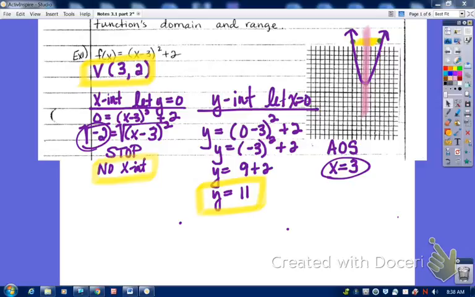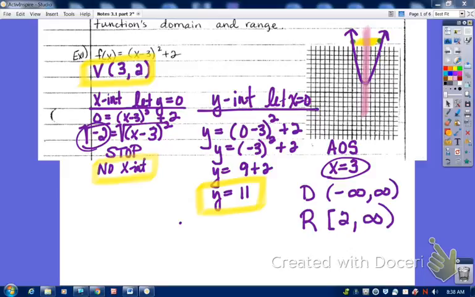And then finally, let's talk about domain and range. Domain, we're looking for the x's, so we're looking from the left to the right. What's the domain of this parabola? Negative infinity to positive infinity. And what about the range? How low does it go? 2. How high does it go?